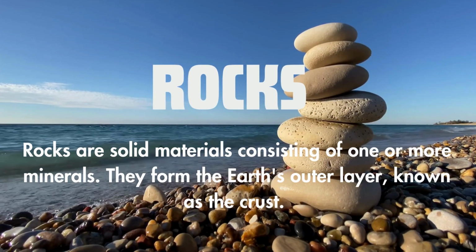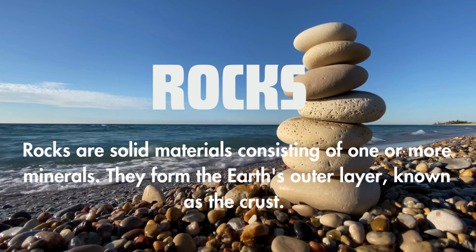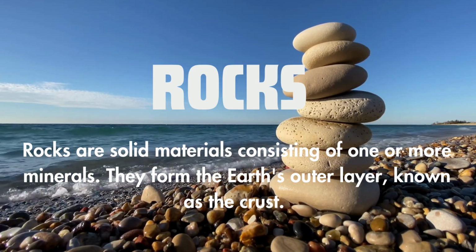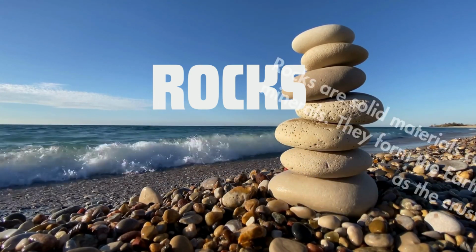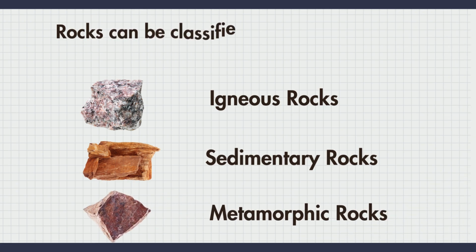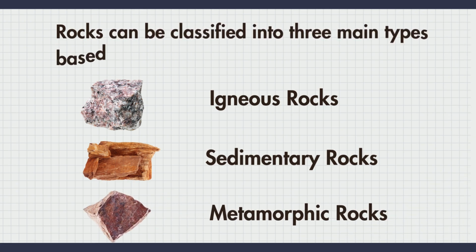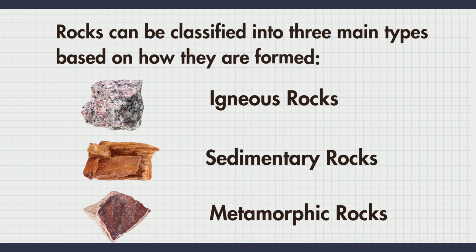And now, let's talk about rocks. Rocks are solid materials made of one or more minerals, forming the Earth's crust. There are three main types of rocks. First is the igneous rocks. Second is the sedimentary rocks. And last is the metamorphic rocks.